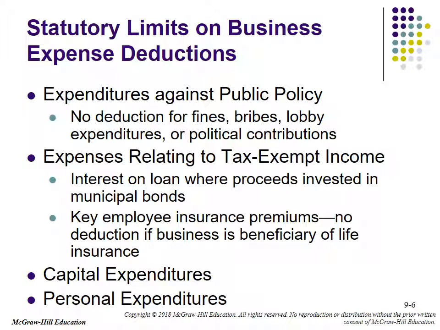Statutory limits on business expense deductions. So some expenditures are against public policy, so they're not allowed to be deducted at all. So any kind of fines, so speeding tickets, parking tickets while you're in the business, while you're working, fines related to your business for not paying your taxes on time, or other types of fines, maybe strictly against your business, not deductible. Bribes you make. Okay, you shouldn't do that. That's against the law, but they're not deductible. You can't say, well, that's normal in my business. Well, it's not deductible. Lobby expenditures.